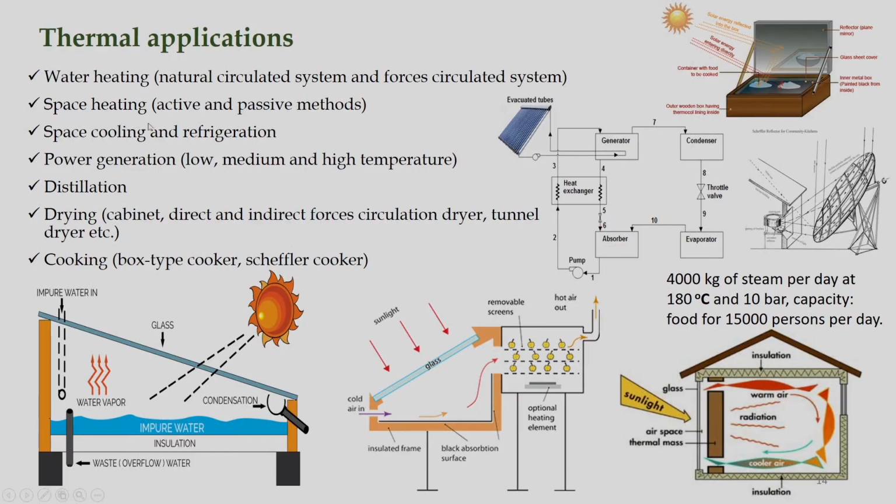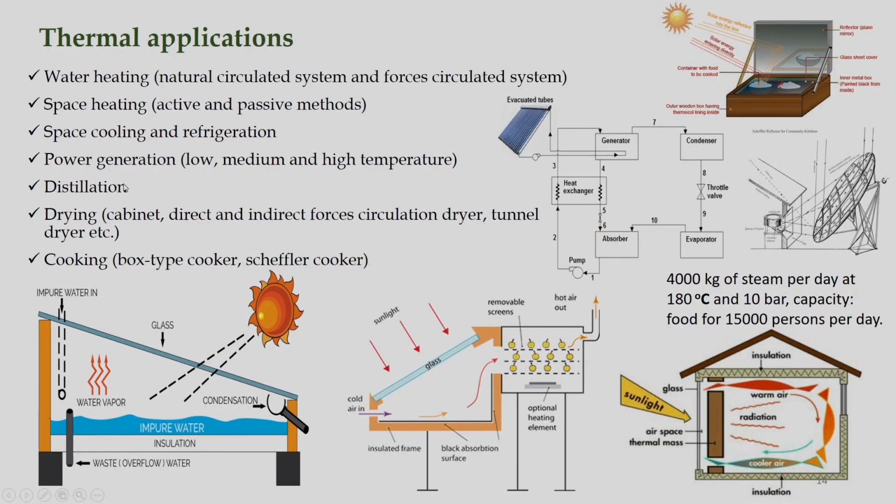And we can use space heating, that is active and passive methods. Then space cooling and refrigerations. So, we can do refrigerations here. We can use the vapor absorption refrigeration cycle, because we can generate heat from solar thermal, and that can be used for the vapor absorption refrigeration cycle. And of course, we can generate power, maybe low, medium and high temperature. So, there are different categories of power generation. Of course, we will have lower thermodynamic efficiency if the temperature difference is low, and if the temperature difference is high, of course, thermodynamic efficiency will be higher.